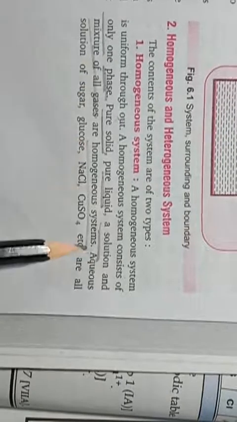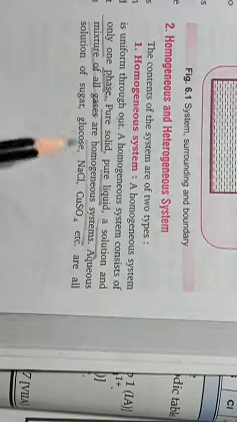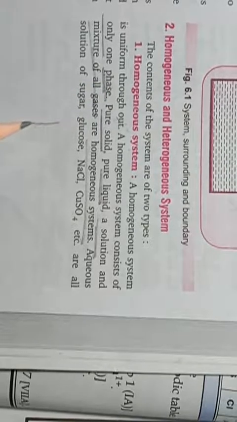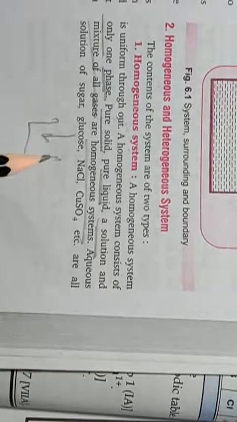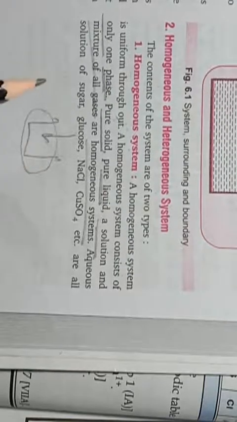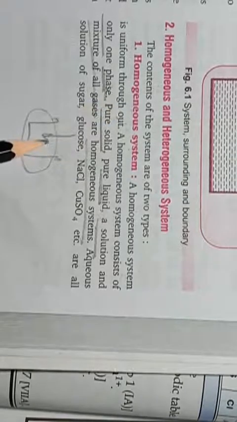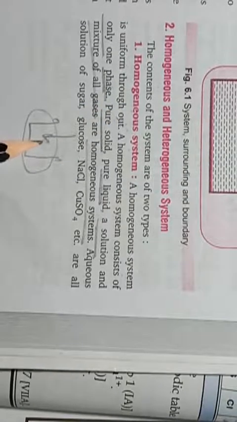It might be a pure solid, pure liquid, or a solution, and a mixture of gases are homogeneous systems. Okay, students, so homogeneous systems are the systems which are made up of one component only. For example, if you filled this beaker with glucose only, so the beaker is the system. Which type of system? Homogeneous, because it is having only glucose here.